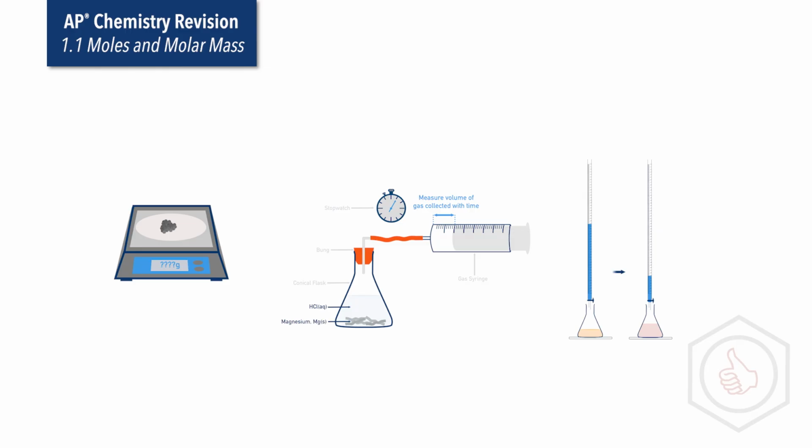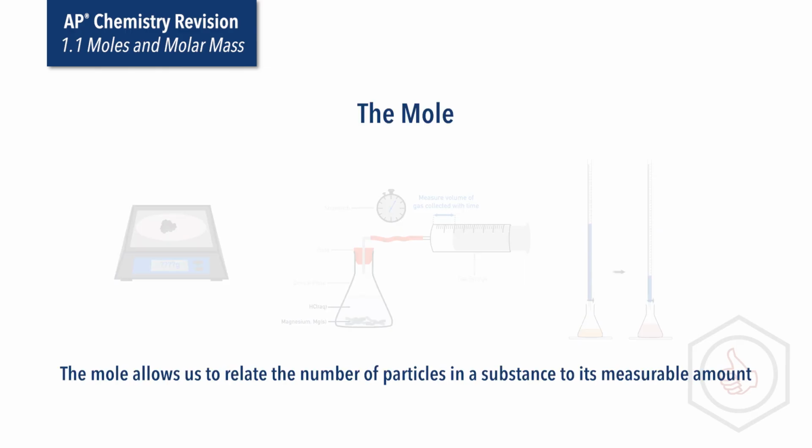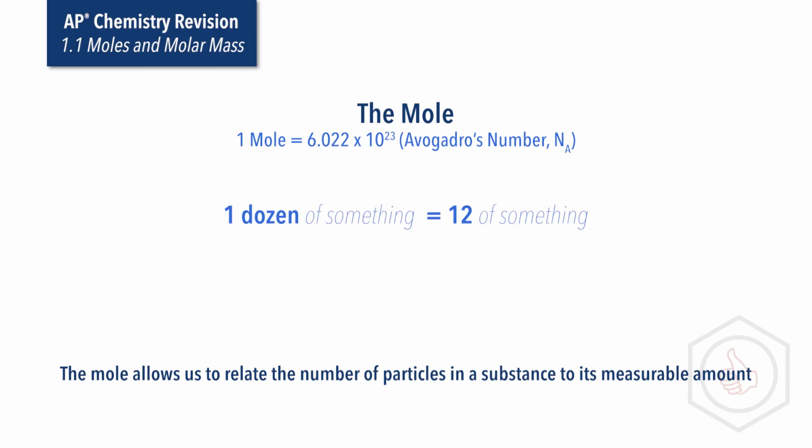In chemistry, to connect the amount of a substance we can measure with the number of particles it contains, we use a unit called the mole. A mole is defined as 6.022 times 10 to the power 23 particles of something. This is known as Avogadro's number. Just like 1 dozen equals 12 of something, 1 mole equals 6.022 times 10 to the 23 of something.